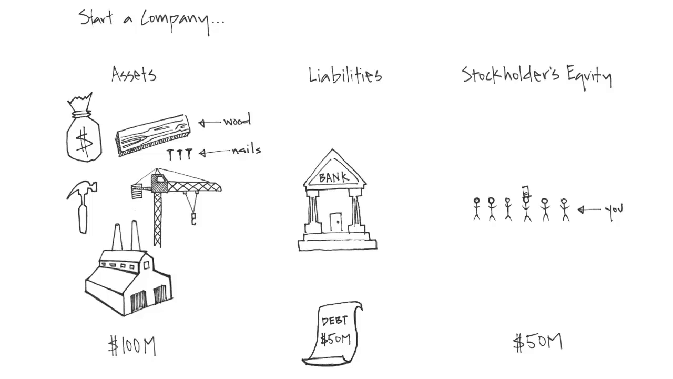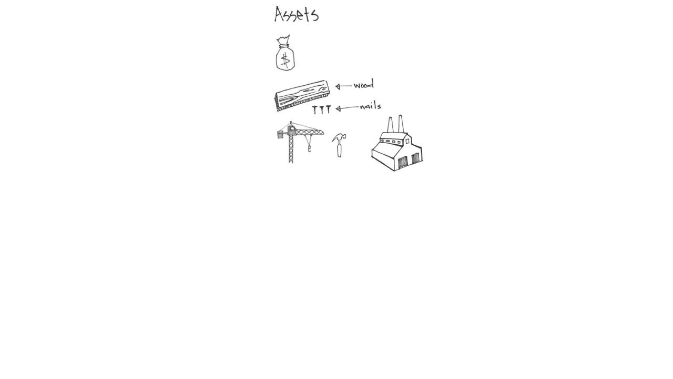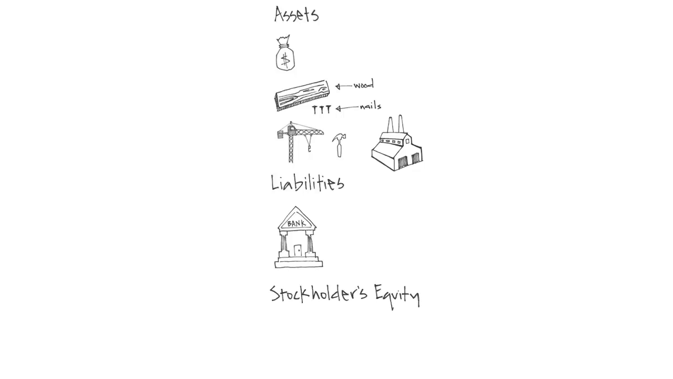You can reorganize these items in the following format, with your assets at the top, showing cash, raw materials or inventory, property, plant, and equipment, followed by liabilities, which would show notes payable to the bank, and finally stockholders' equity, which of course is the additional $50 million of equity you raise to finance your business. And on the right-hand side, you will see that assets equals liabilities plus stockholders' equity.